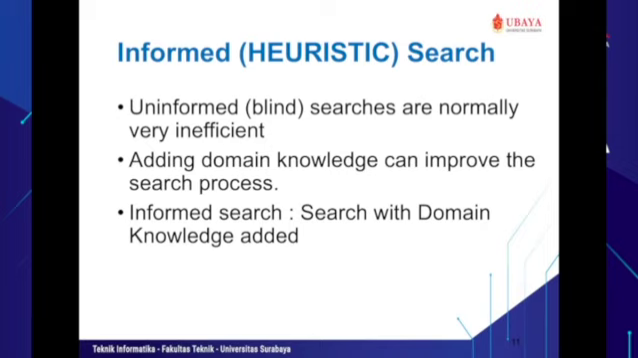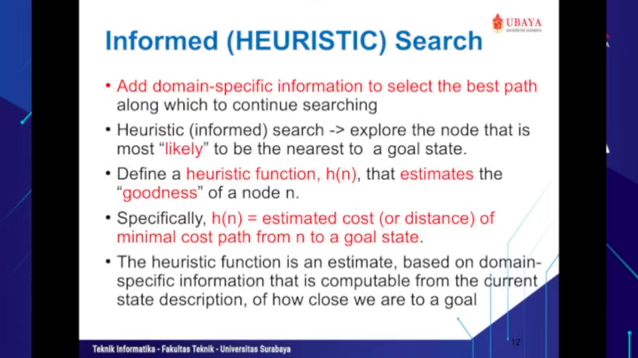Hence, informed search is a search algorithm or search process with domain knowledge added onto the process. In some references, informed search is also known as heuristic search, in which domain-specific information is added into the search algorithm in order to select the best path along which to continue the search process. In heuristic or informed search, all the nodes that are most likely to be nearest to a goal state will be explored.